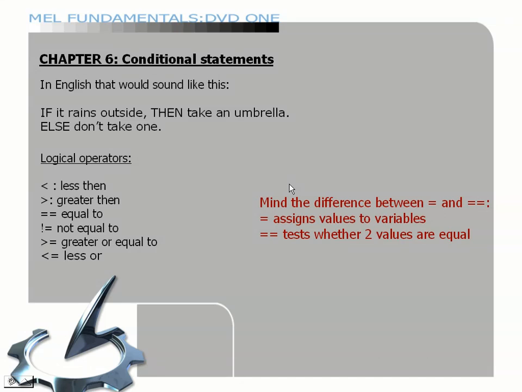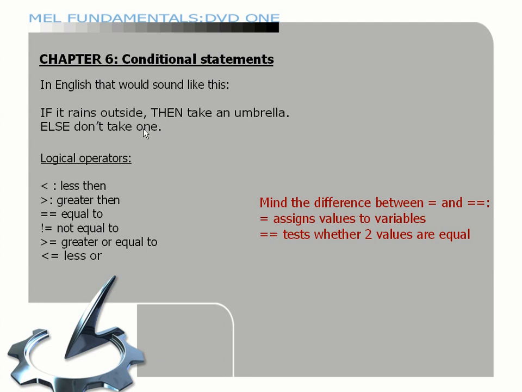In Chapter 6 we'll be covering conditional statements. Conditional statements are also known as if statements, and they allow your script to take its own decisions based on a comparison between two values. In English that would sound like, if it rains outside, then take an umbrella, else don't take one. Every programming language has conditional statements, and obviously we will study the ones that we're going to use in MEL.